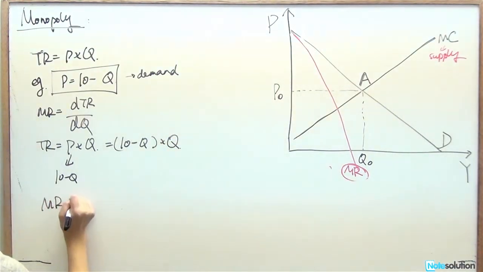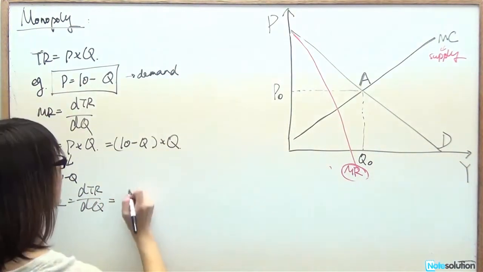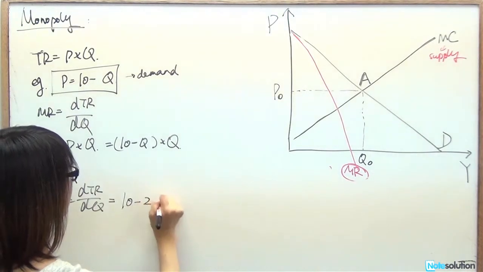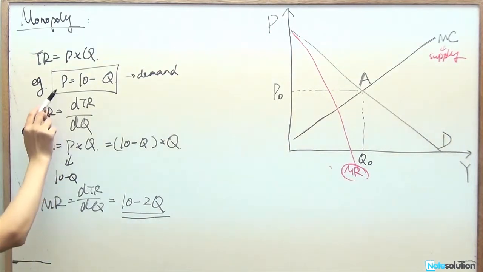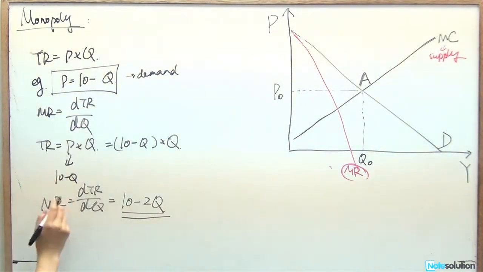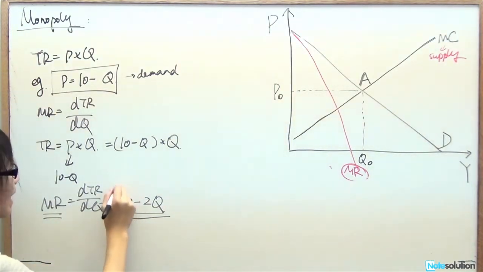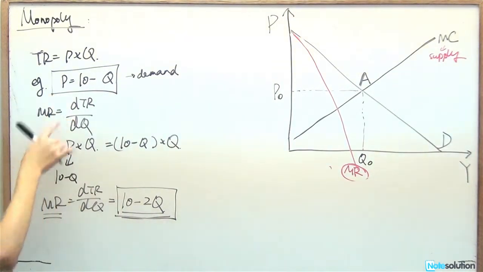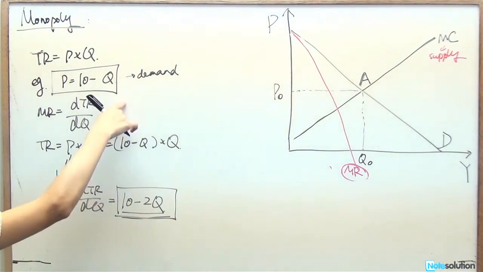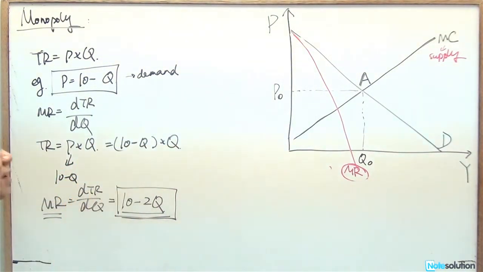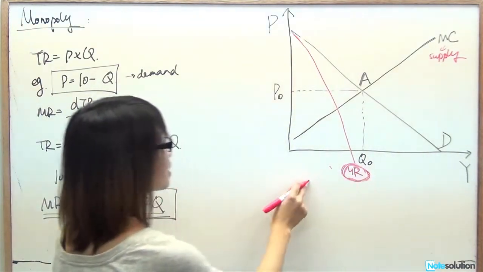So marginal revenue is equal to dTR over dQ, which is equal to 10 minus 2Q. Our demand curve is P equal to 10 minus Q, and our marginal revenue is equal to 10 minus 2Q. So you can see that the only difference between the demand curve and the marginal revenue curve is that the slope of the marginal revenue curve is twice as large as the slope of the demand curve. That's why we have the pink line for the marginal revenue with a larger slope.